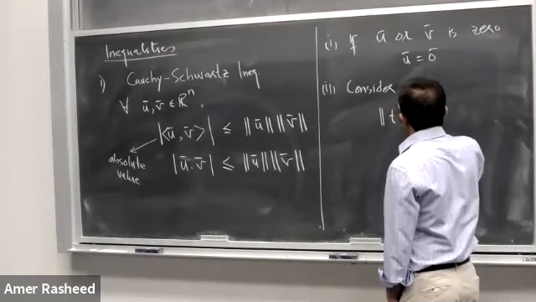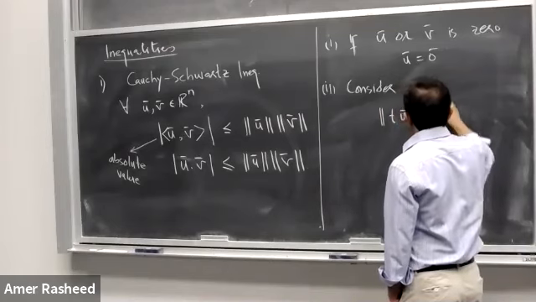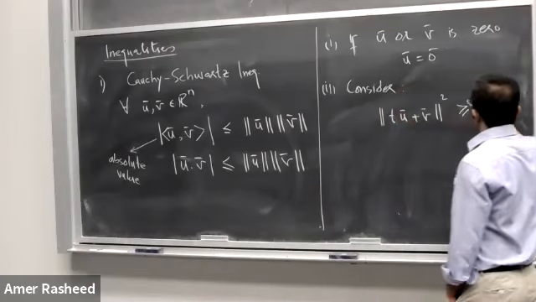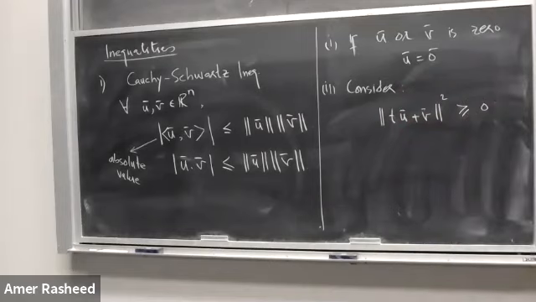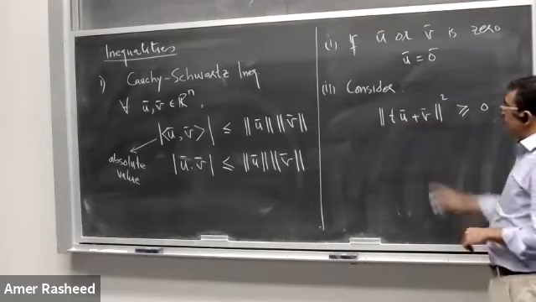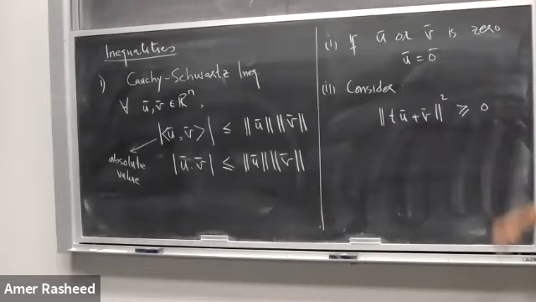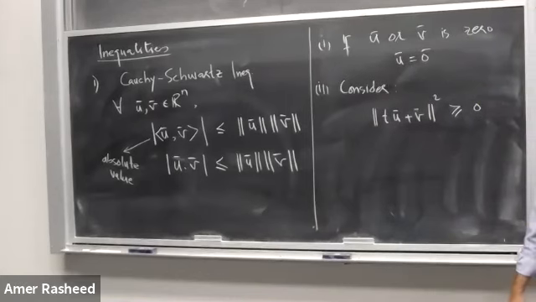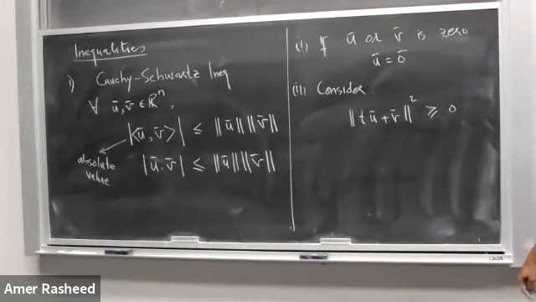Norm of tu plus v, squared. This is always greater than or equal to 0. We start with this expression because if we don't assume this expression, we cannot prove it. In mathematics, sometimes in order to prove a certain result, you have to start somewhere.